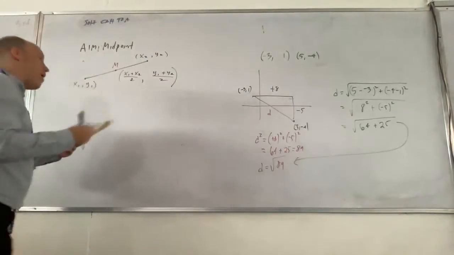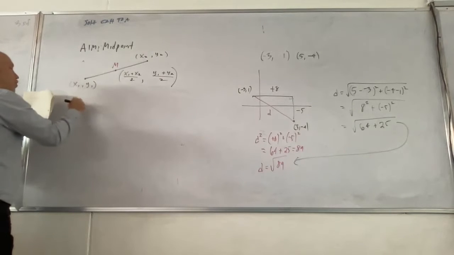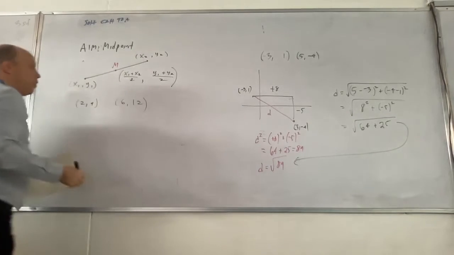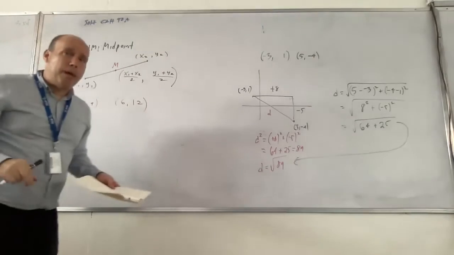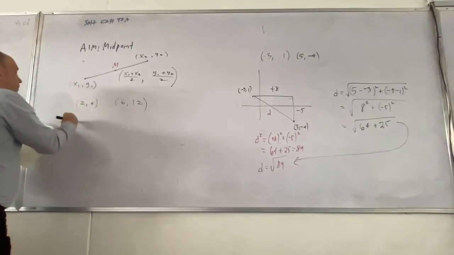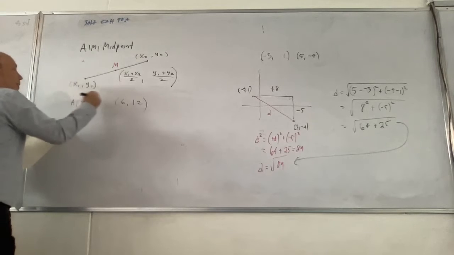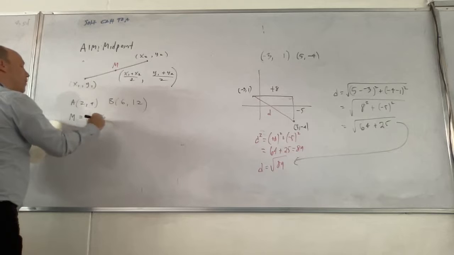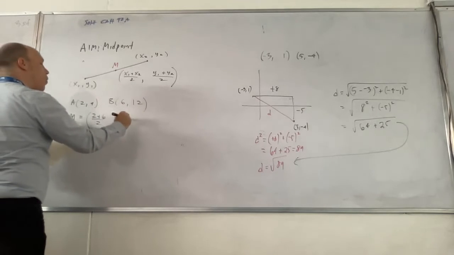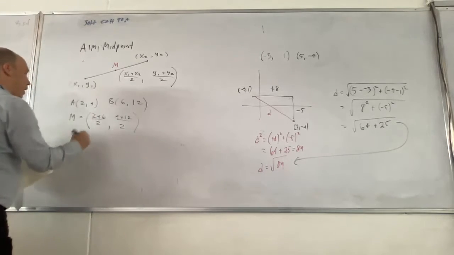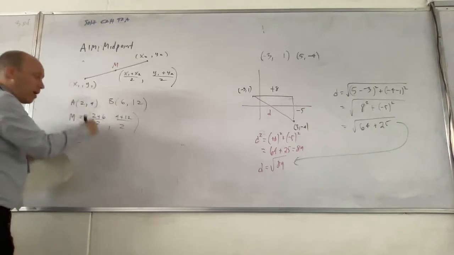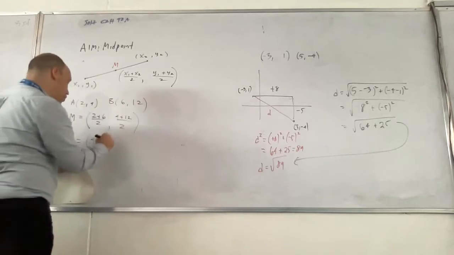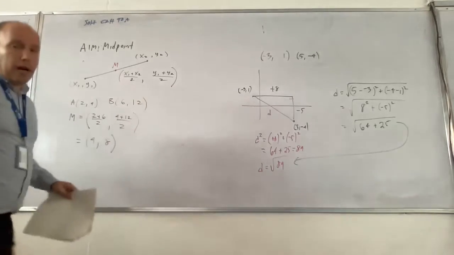So, for the first example I'm going to look at 2 comma 4 and 6 comma 12. So you say, okay, we can quickly use the midpoint formula. If we call this A and this is B, the midpoint is equal to 2 plus 6 divided by 2, 4 plus 12 over 2, which gives us 2 plus 6 is 8, 8 divided by 2 is 4, and 4 plus 12 is 16, 16 divided by 2 is 8. Let's look at another example.